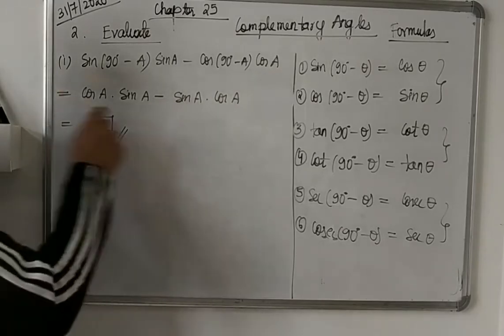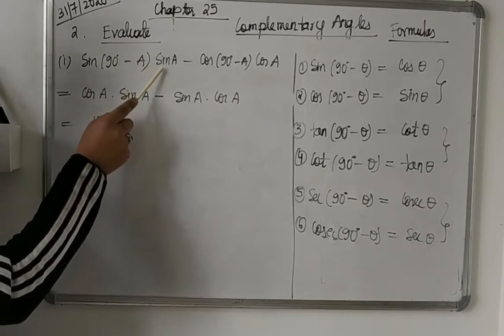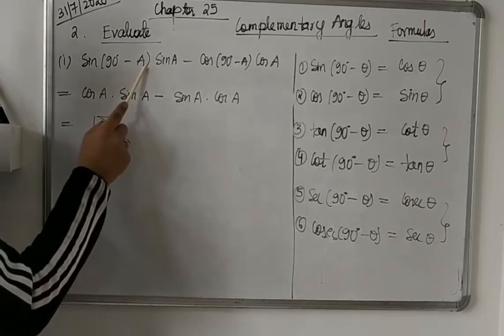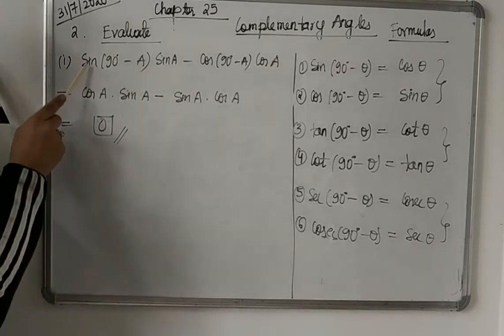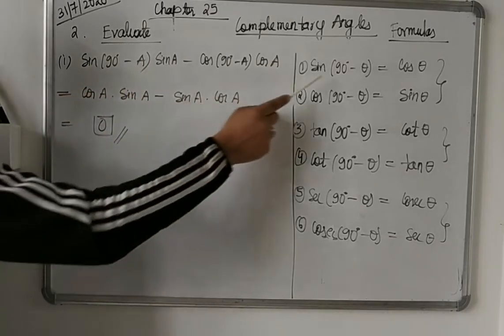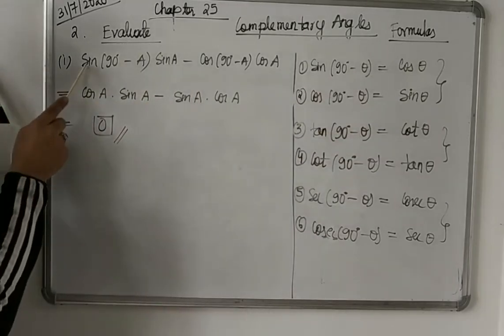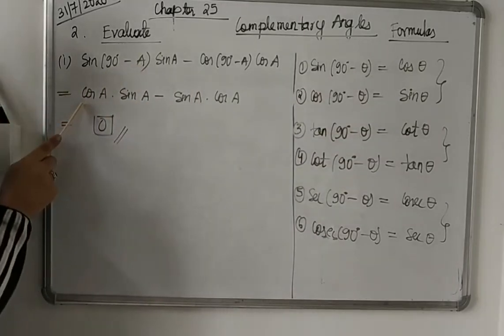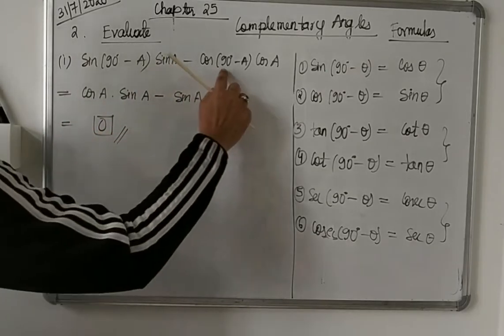Okay, so this is the question. It is already given in the formula, sine 90 minus a into sine a. By the way, this 90 minus a and a are complementary to each other. So what is the formula of sine 90 minus a? Sine 90 minus theta is cos theta. So what will be the formula out here? Sine 90 minus a is cos a, into sine a, minus cos 90 minus a.